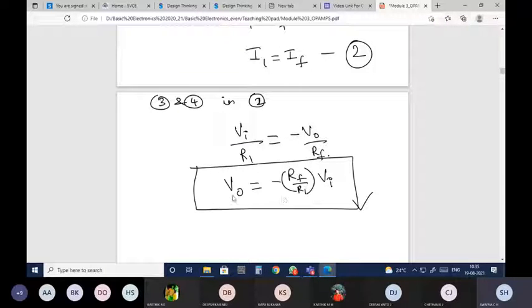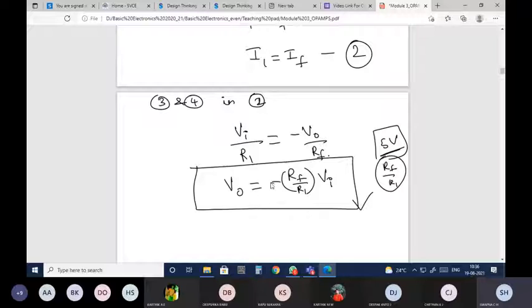So if you just observe, V0 is equal to something into Vi. Okay, so you need to properly choose RF and R1 in such a way that the signal will be amplified. The input is 5 volts. Then by properly choosing RF and R1, you can increase its strength. This 5 volts can be improved.